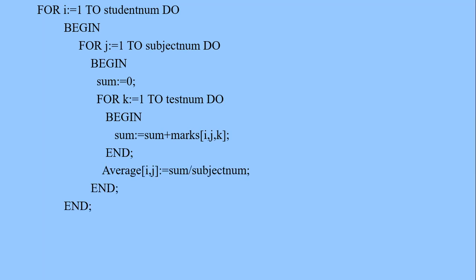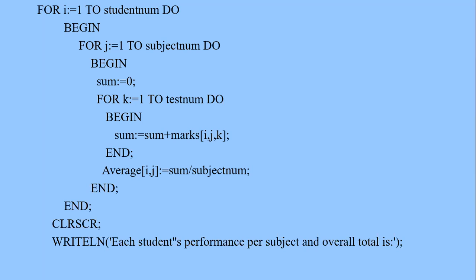Then we add our main for loop. We clear the screen. Then we display each student's performance per subject and overall total. So we have the headings, subject and average, formatted: character 20 for subject, character 10 for average. In other words, we format on the screen the subject to occupy a maximum of 20 characters and the average to occupy a maximum of 10 spaces or characters on the screen.